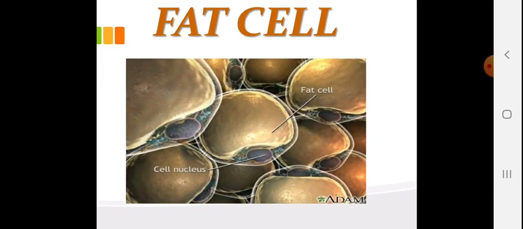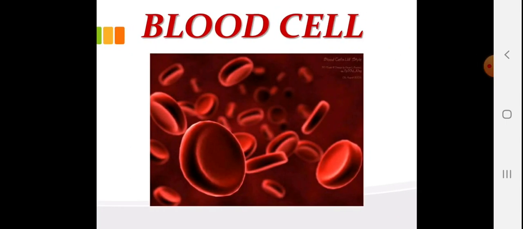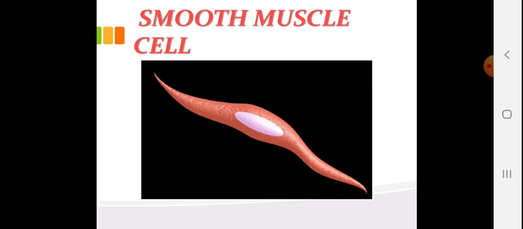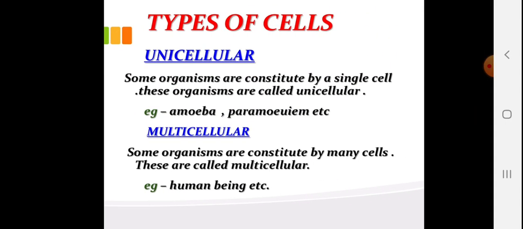Fat cells, you can see that has cell nucleus and surrounding cytoplasm. They are quite bulgy in nature. Blood cells, these are the pictures of RBCs. They are biconcave in nature. These are the only cells without the nucleus. Smooth muscle cells, so all these muscle cells, they are fibrous and thin and elongated from the corners.